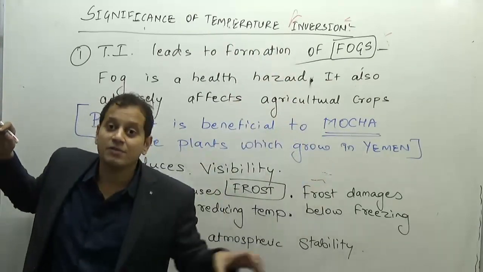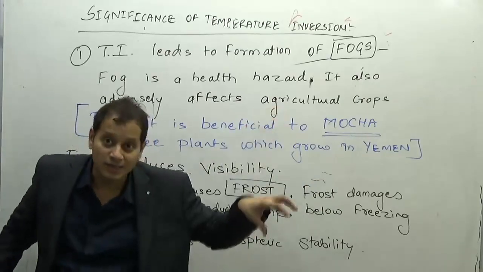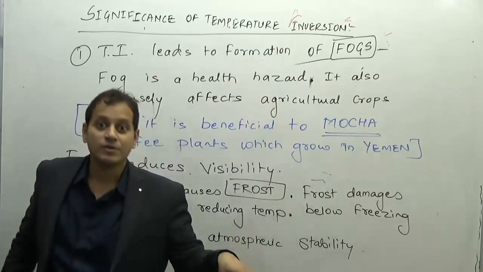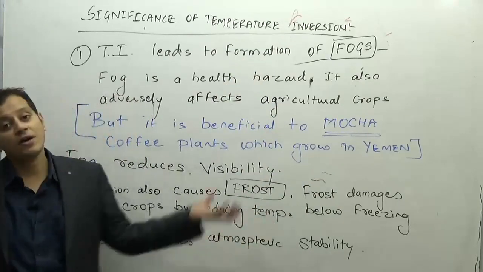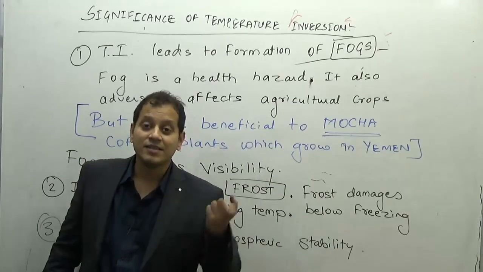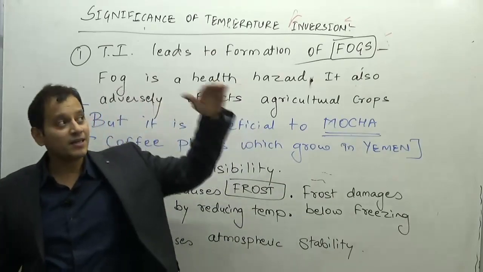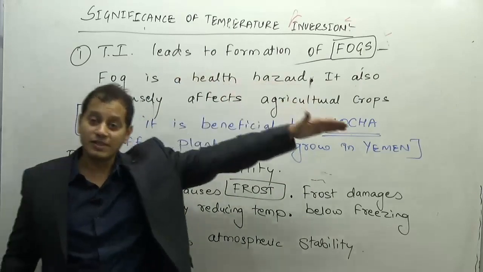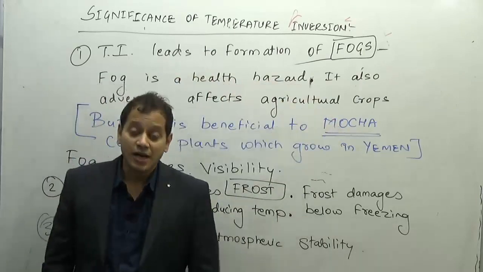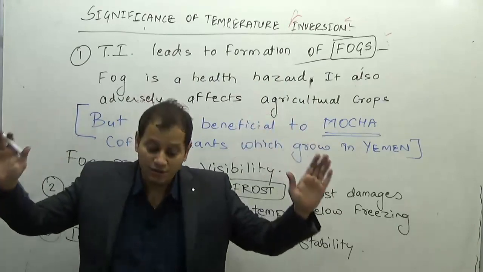So, inversion means cold temperature. Cold temperature means the air is coming downwards. Because the air is coming downwards, it results in formation of fog and atmospheric stability. So, during the winter season, there is less and less rainfall. That is, clear sky is there, cloudless sky is there. Therefore, we say that it promotes atmospheric stability. These are the significance of inversion of temperature.